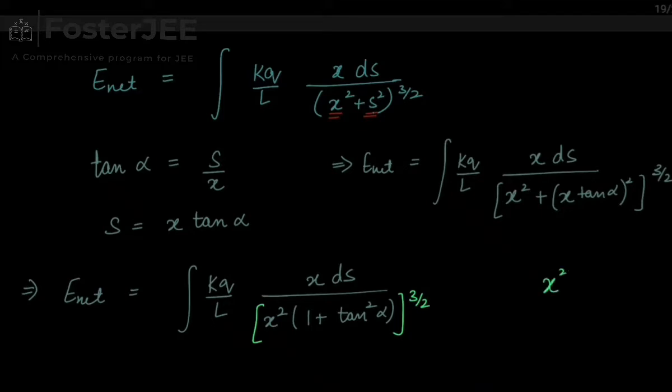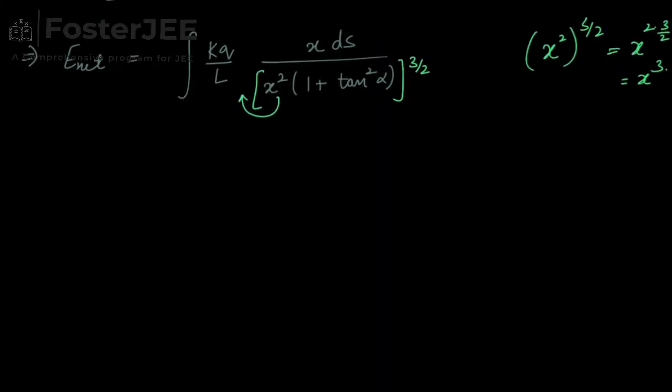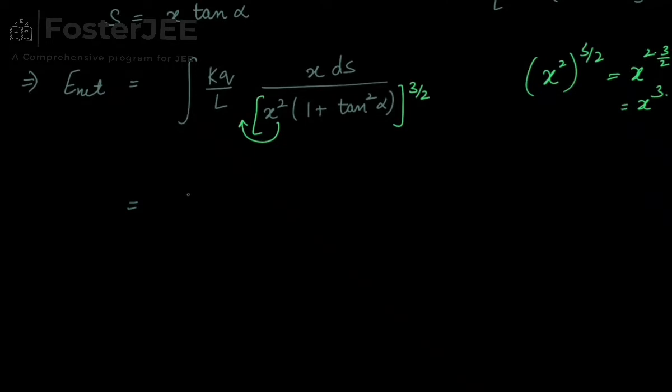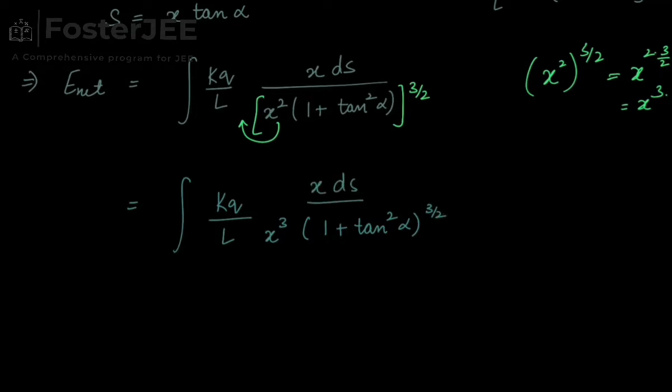Note that x square to the power 3 by 2 is x to the power 2 into 3 by 2, which is x cube. So this x square will come out as x cube. Writing this, we can write E net as integration kq upon L x cube (1 plus tan square alpha) whole power 3 upon 2, and the numerator was x ds.